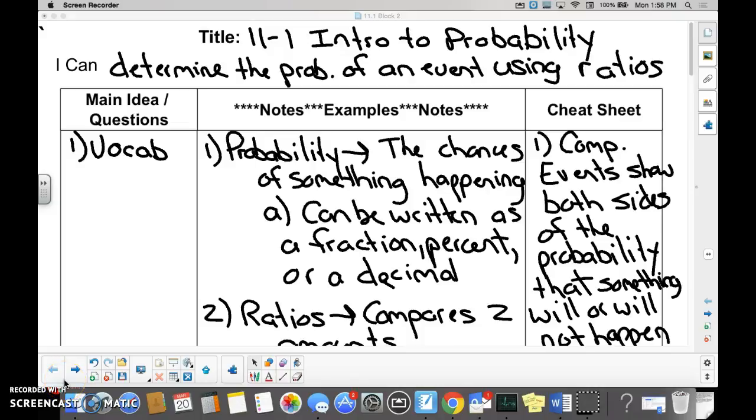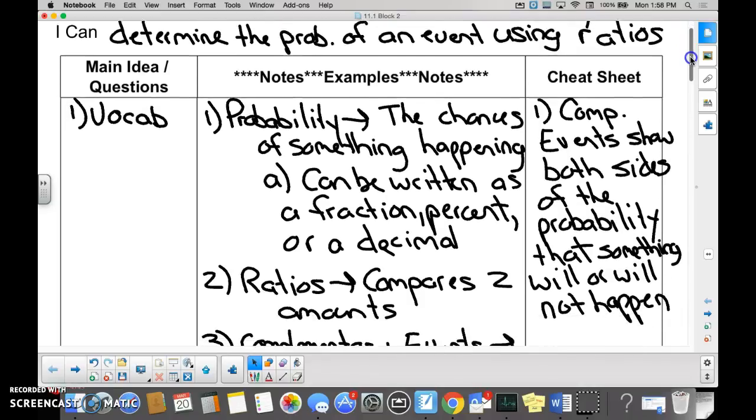7.1 Intro to Probability. I can determine the probability of an event using ratios. Probability is the chance that something will happen. It can be written as a fraction, percent, or decimal.